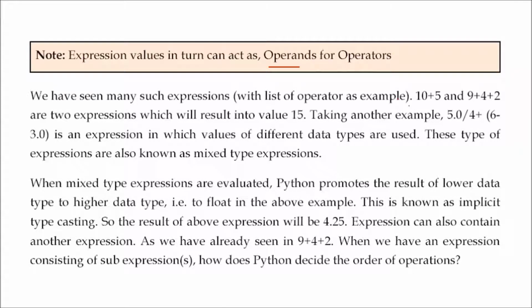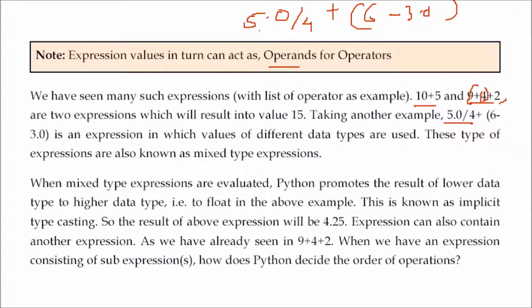We'll see. This is 10 plus 5. There is no problem. 10 plus 5 is 15. But how about 9 plus 4 plus 2? Whether this will be computed first or this will be computed first, you are aware that both of these are giving you 15. How about 5.0 by 4 plus 6 minus 3.0? Let me write it here. 5.0 by 4 plus 6 minus 3.0.